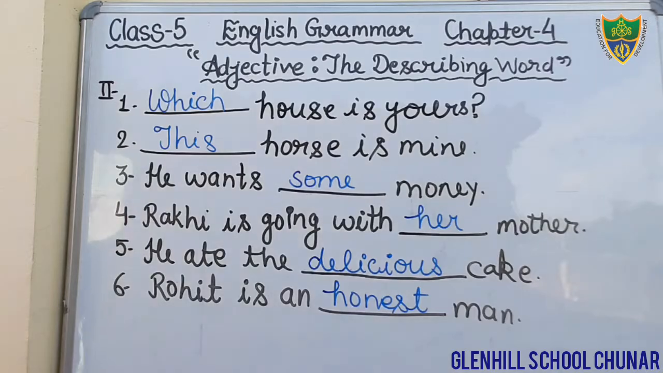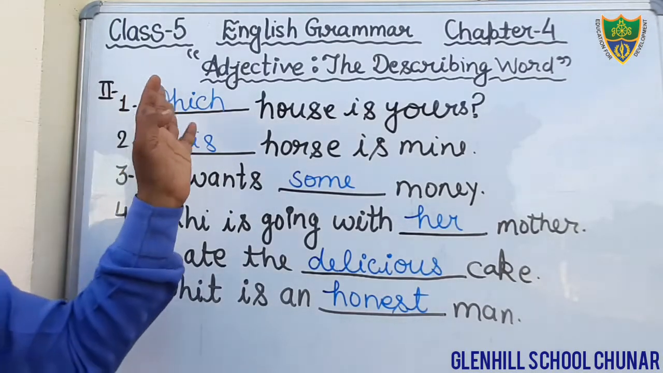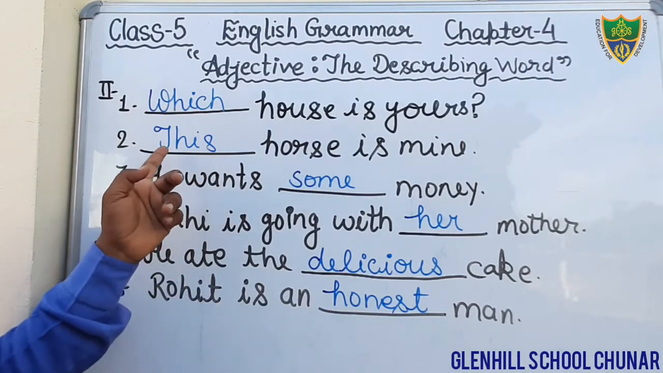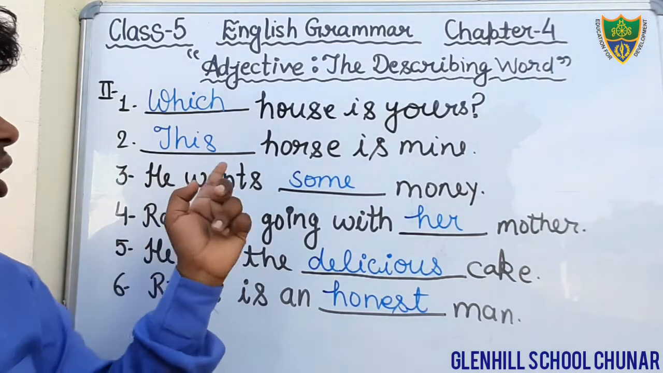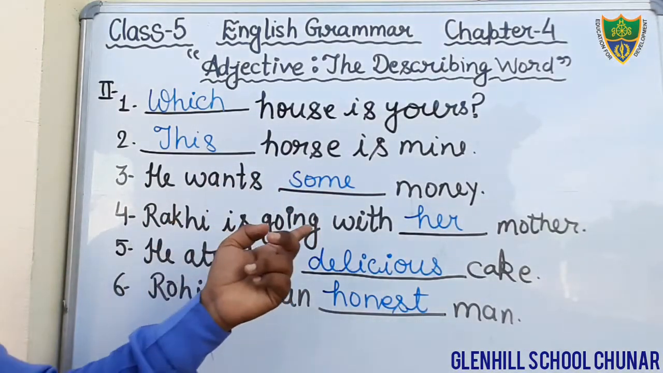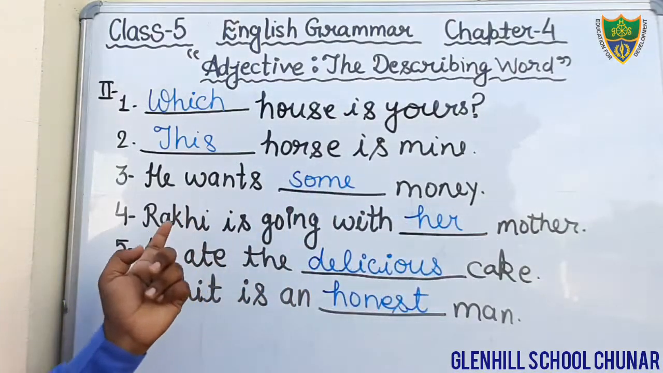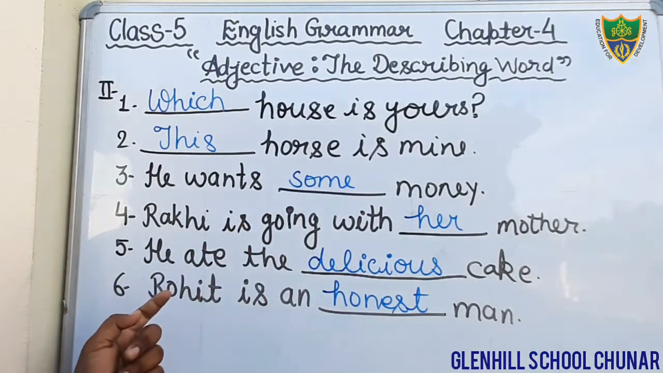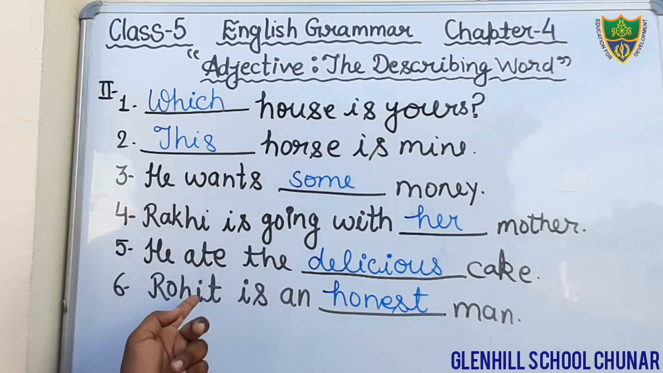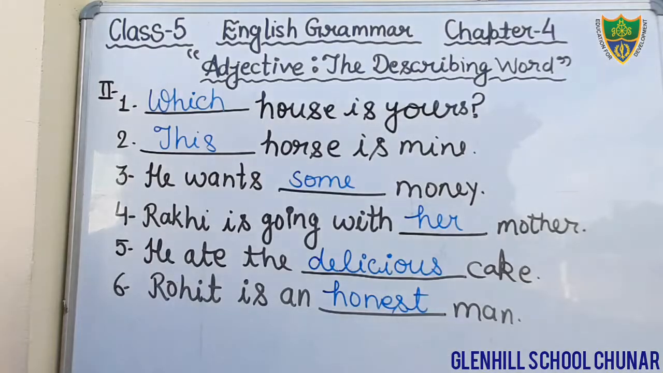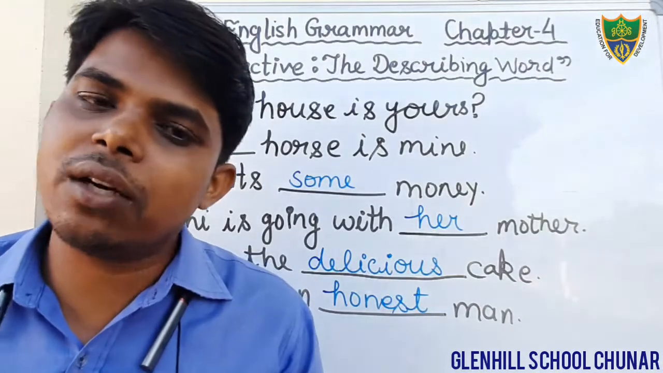So in this way we have completed the exercise number 2. In the first question, we will fill the word which. In the second question, we will fill the word this. In the third question, we will fill the word some. In the question number 4, we will fill the word her. In the question number 5, we will fill the word delicious. And in the question number 6, we will fill the word honest. Okay students, in this way we have completed exercise number 2.